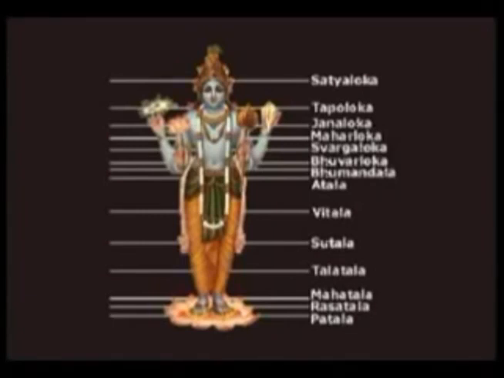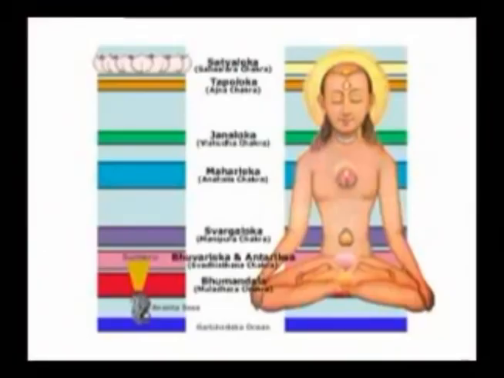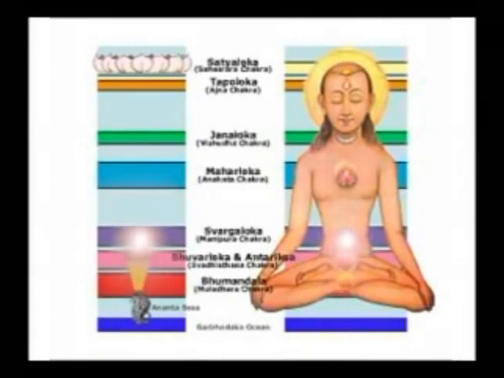The levels in the universal form are associated with the spinal chakras on which yogis meditate, and the spine itself is called Merudanda, after Mount Meru, the cosmic axis. The ascent of the soul through different levels of the Brahmanda is analogous to the ascent of the life force through the chakras in the body.